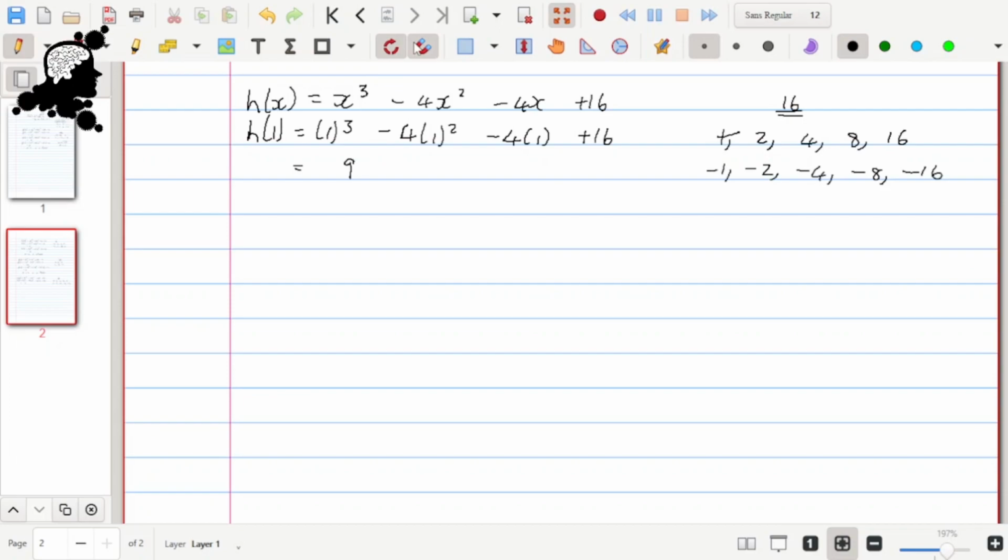Let's substitute x is equals to 2. When we substitute x is equals to 2, we get h of 2 is equals to 2 cubed minus 4 into 2 squared minus 4 into 2 plus 16. When we do this, we actually get an answer of h being equal to 0. Therefore, we can conclude that x minus 2 is a factor of this expression.